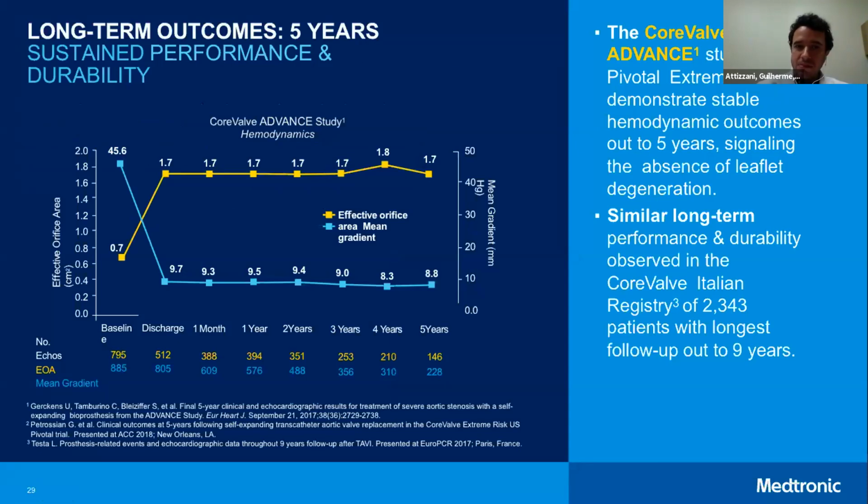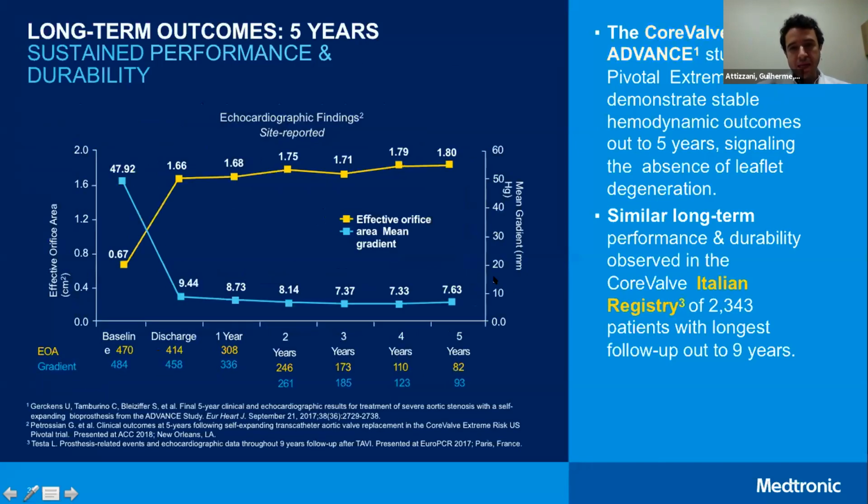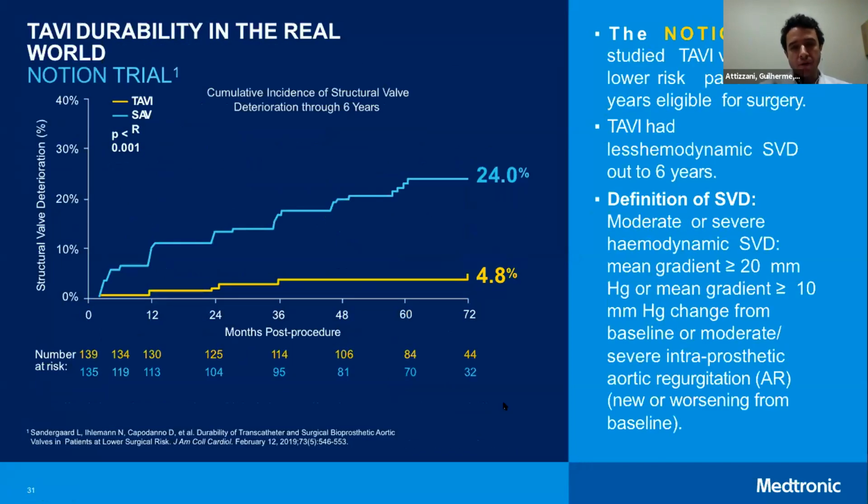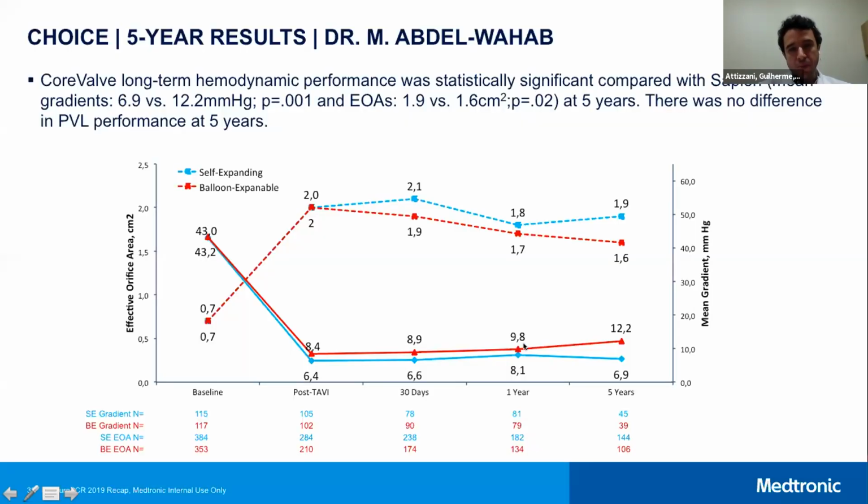We also have some data. This is the longest follow-up that we have, from the ADVANCE registry, showing consistent and sustained hemodynamics over time with EVOLUT valves. Similar data comes from the Italian CoreValve registry and the NOTION trial, a low-risk randomized study from the Nordic region that demonstrated there is at least no concern in terms of structural valve deterioration with TAVR valves. Rather, there was more structural valve deterioration with surgical valves in this trial. So this is an important piece of data.